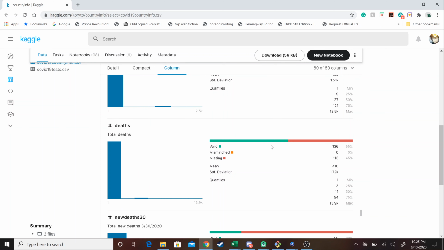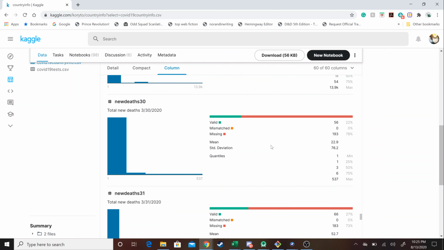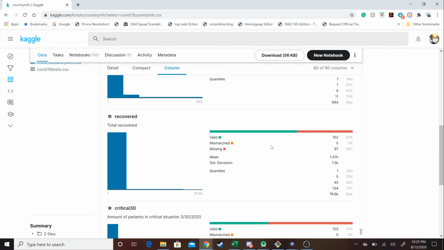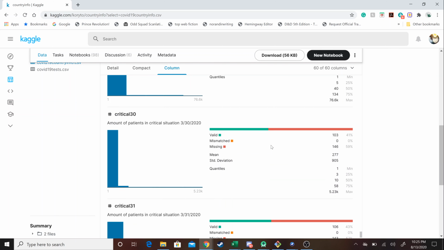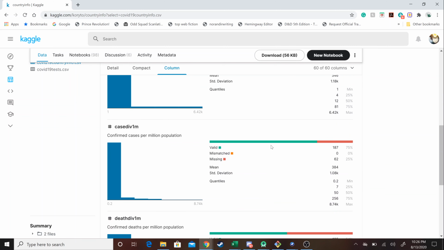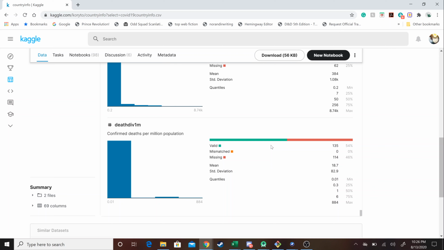Total number of deaths in that country. And total number of new deaths as of these dates, like the others. A total number of recovered from the virus in that country. The amount of critical patients within these dates. Confirmed cases per million population, and confirmed deaths per million population. It had a lot of information, but I needed to explain what each of those was.